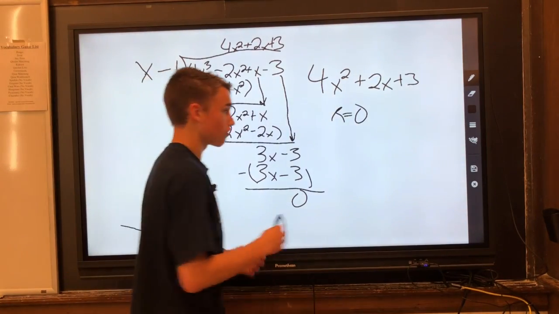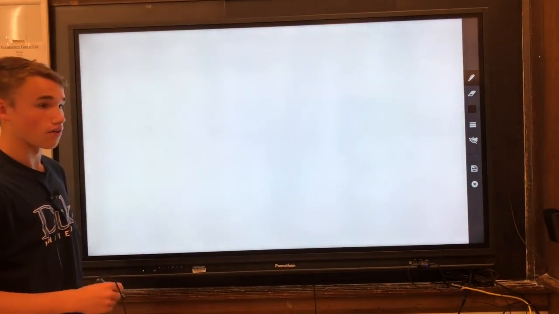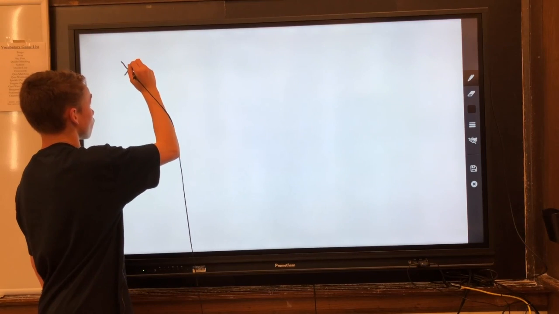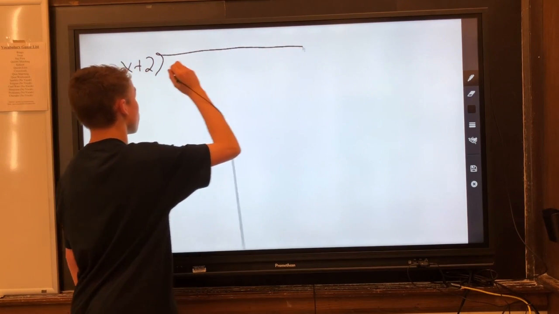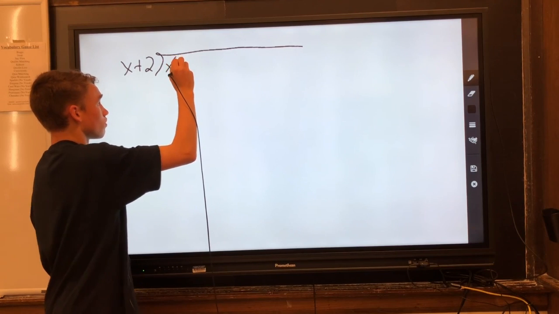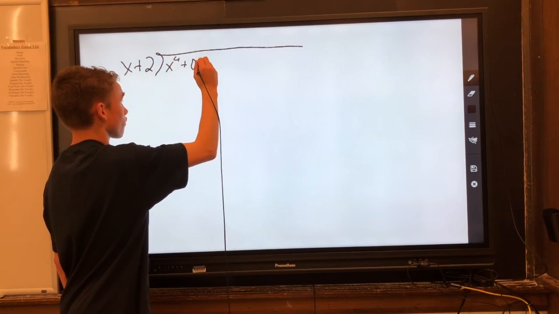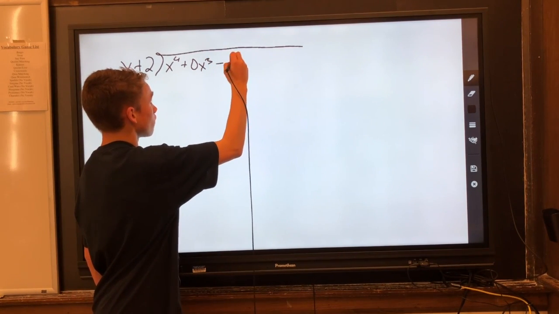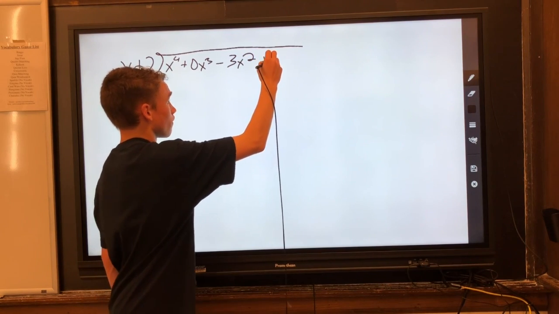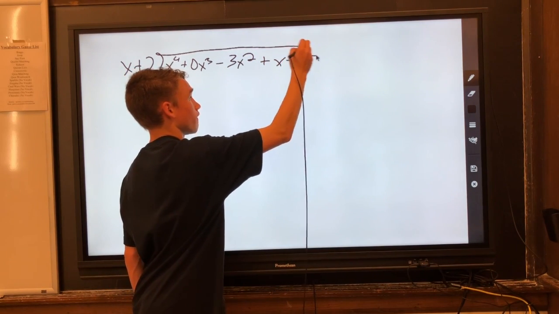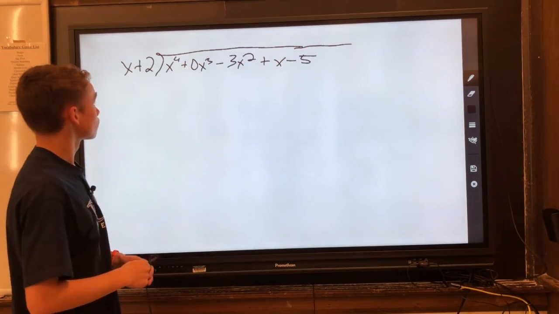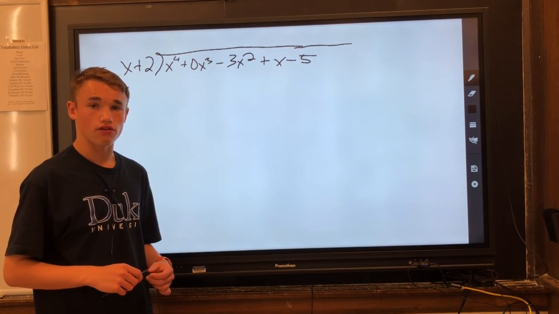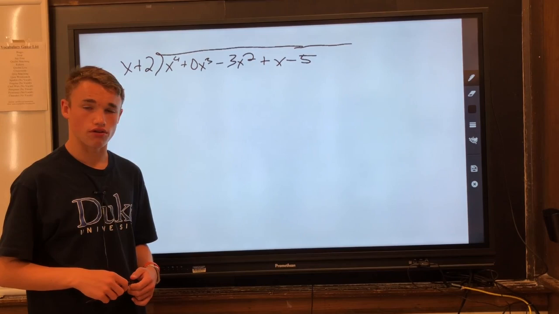Now let's do another example here, except with the degree being equal to 4. So let's try x plus 2 divided by x to the 4th power plus 0x cubed minus 3x squared plus x minus 5. So if you know how to do this, I encourage you to pause the video right now and do this before I do this. So here's your example. Here's your time to do that.